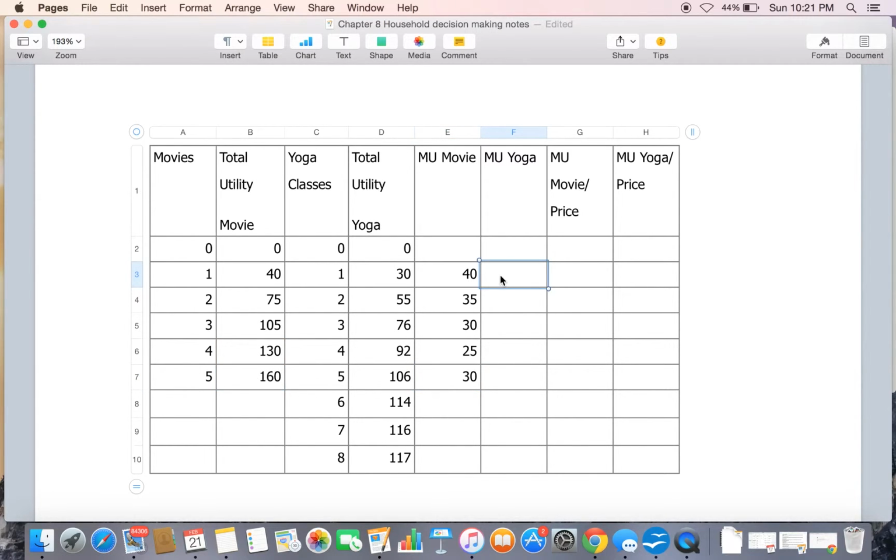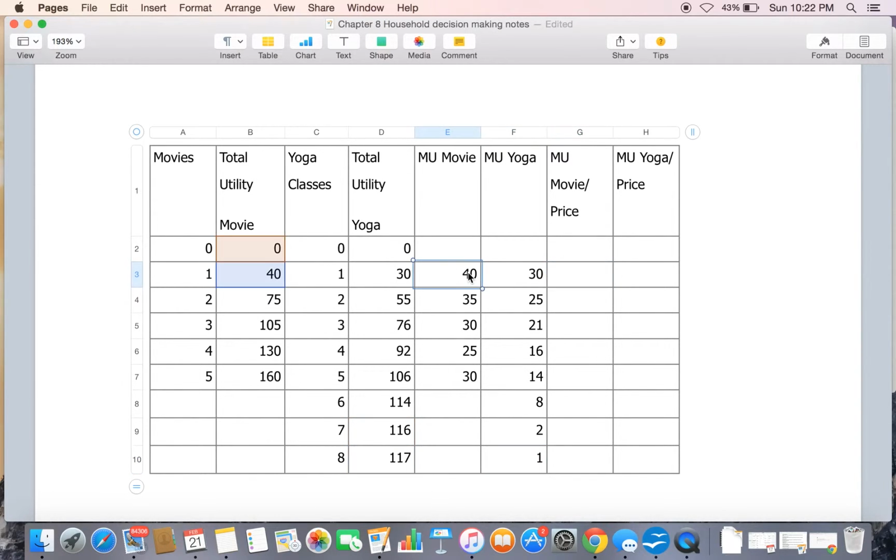Now let's look at the marginal utility of our yoga classes. That first yoga class is going to give us 30 utils of satisfaction. The second will give us 25, the third 21, and so forth and so on, until really that 8th yoga class is only giving us 1 util of satisfaction.